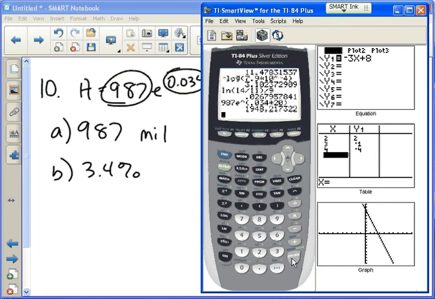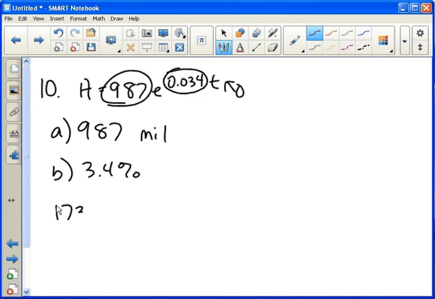D, in what year will the population be 1738 million? So we plug 1738 in for A and solve. Okay, divide both sides by 987.